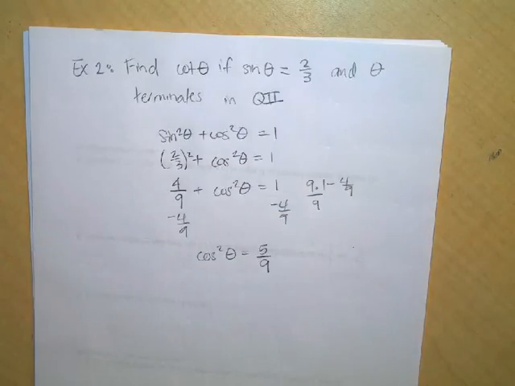So you have to be aware of what they're asking for. You may find one answer and you may use it to find the answer that you're actually looking for. So we have to look at the reciprocal identities, the ratio identities, and the Pythagorean identities.